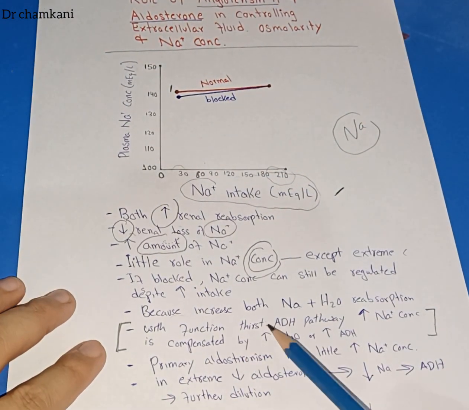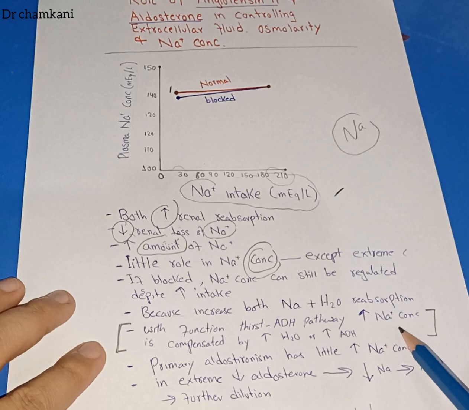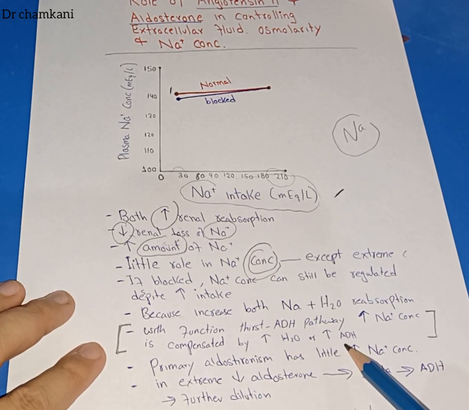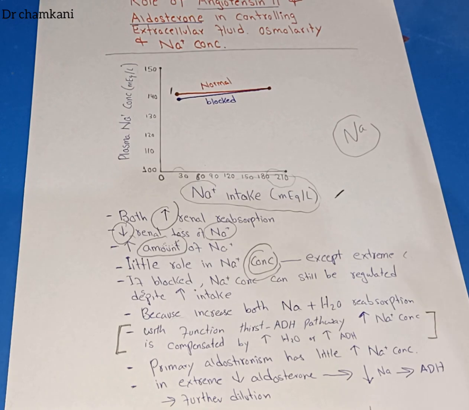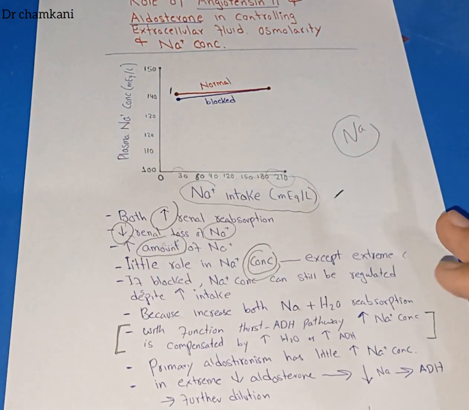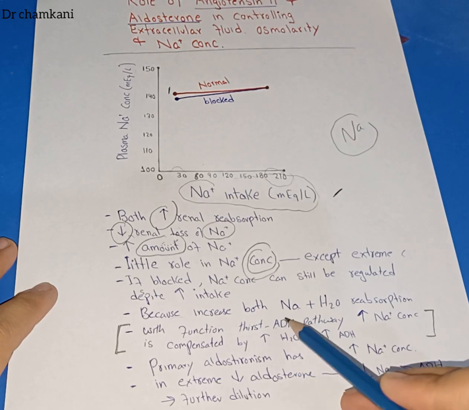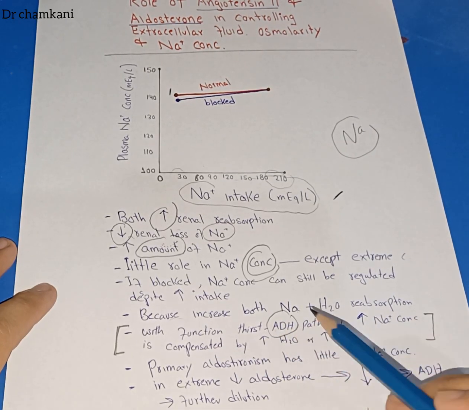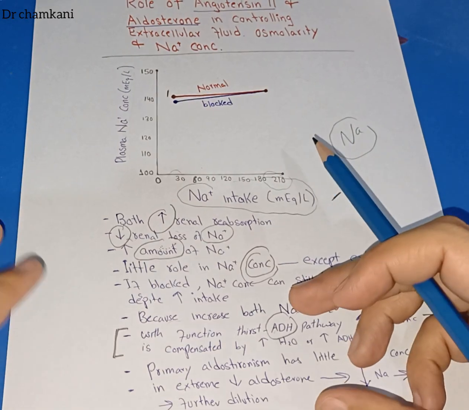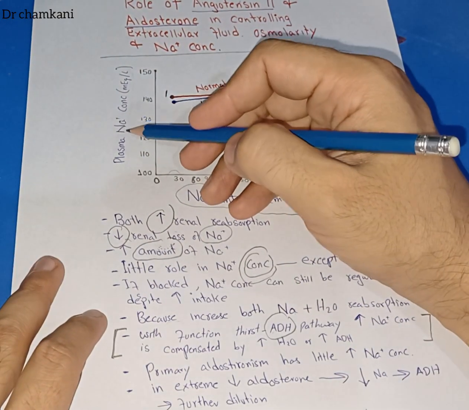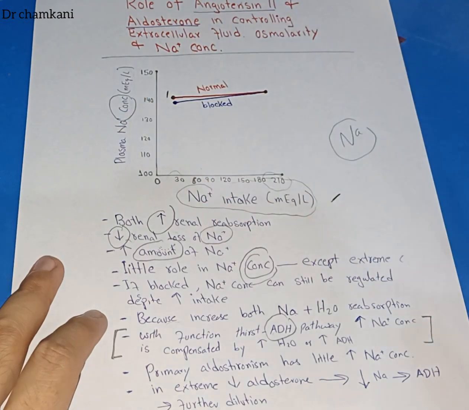Now, with a functioning thirst and ADH pathway, the increased sodium concentration is compensated by increased water intake and increased ADH. When both the ADH and the thirst mechanisms are functioning, any change in the sodium concentration is corrected with the help of these two mechanisms, which increase the amount of water, so the effect on concentration is minimal.